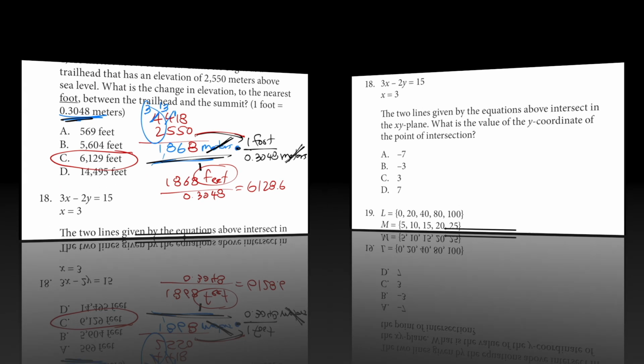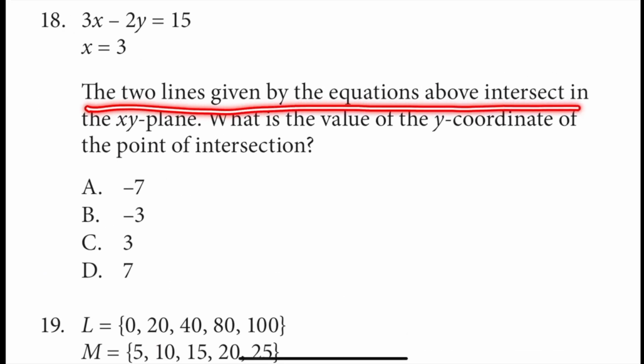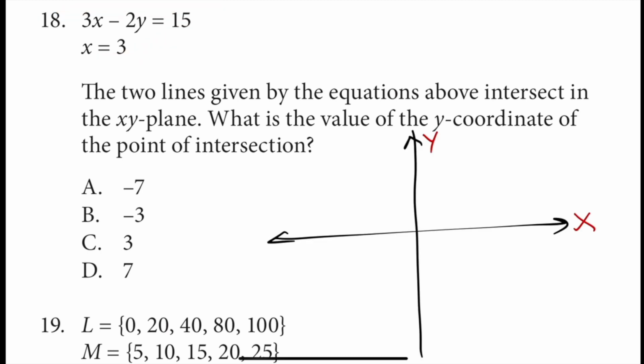Let's go to 18. The two lines given by the equations above intersect in the xy plane. Xy plane means the coordinate plane. What is the value of the y coordinate of the point of intersection? Okay, so I have two lines. They're asking me for the y value. Let's visualize the equations on the coordinate plane. Let's pretend that the first one, 3x minus 2y equals 15, I have no idea how the line looks. Let's pretend it is that. But the second one I do know.